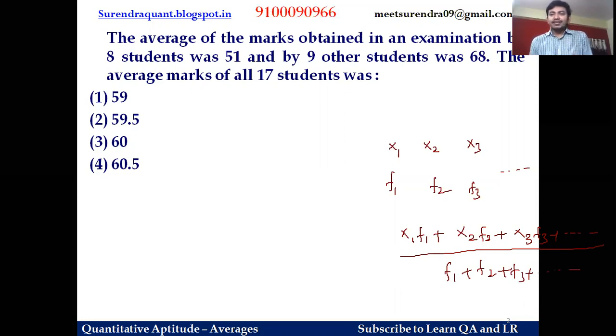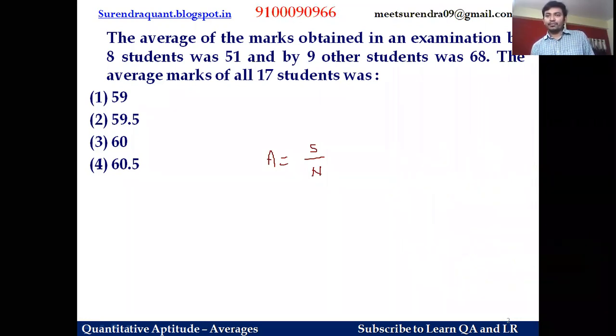It is nothing new, guys. As we know, average is sum of terms by number of terms. We discussed this, right? So average equals sum of terms by number of terms. If you want to get sum of terms, you need to multiply average with number of terms. So here X1 is average for F1 terms. So X1 into F1 is the sum of F1 terms. What is the sum of F2 terms? X2 into F2. What is the sum of F3 terms? X3 into F3, and so on, by sum of all such frequencies F1, F2, F3, and so on. So this is a basic introduction. With this, you can solve all 10 questions in this video.